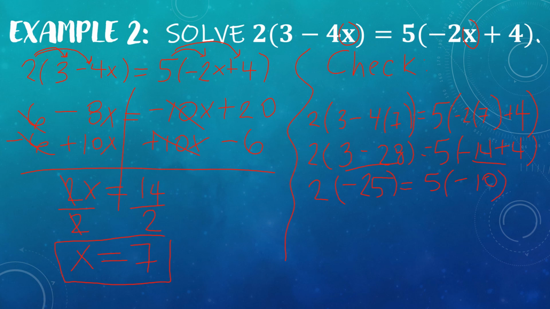Now I'm going to do 2 times negative 25, which is negative 50. And 5 times negative 10 is also negative 50. So since the left side equals the right side, we know that 7 is indeed our solution.